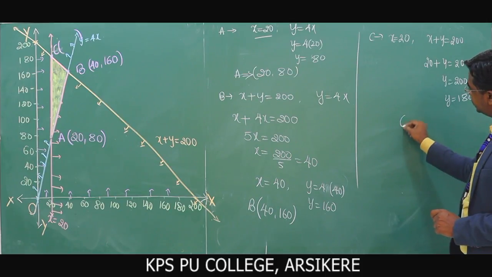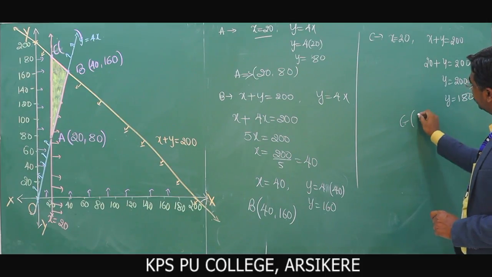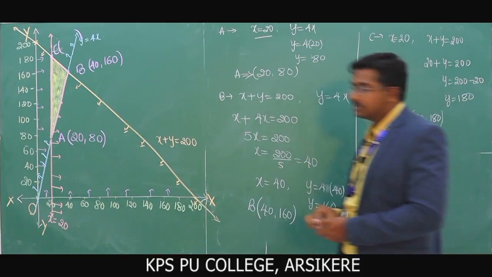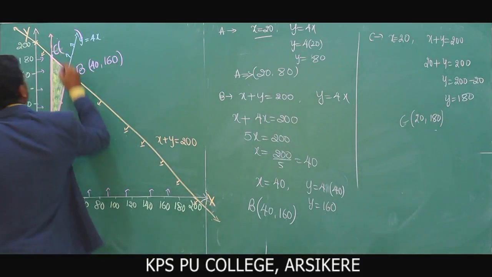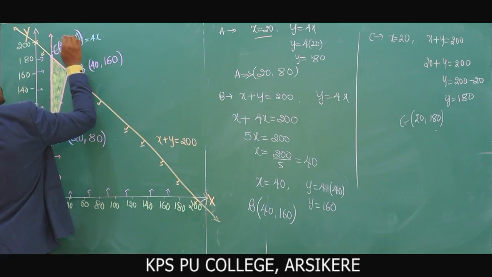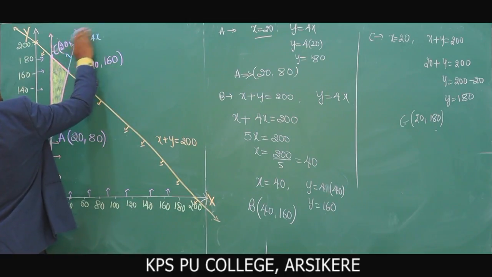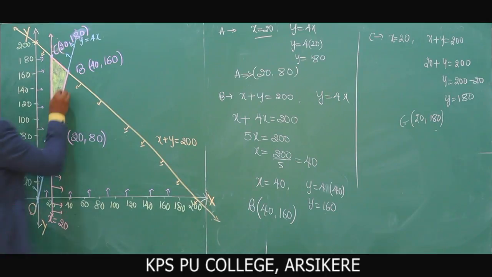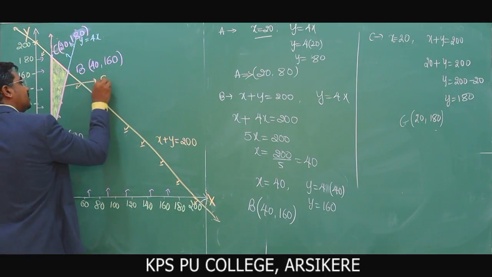What is the point C then? Point C becomes 20 comma 180. The point C becomes 20 comma 180. So we obtain the points A, B and C. So what is the feasible region here? The region A, B, C is called the feasible region. So this region is what we call a feasible region, right?